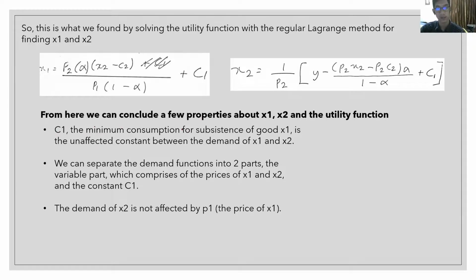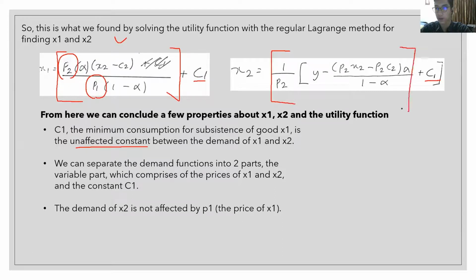C1 is the minimum consumption for the good of X1, and it is the unaffected constant between the demand of X1 and X2. So basically, we see C1 in both of the demand functions. Also, we can separate the demand functions into two main parts, the variable part and the constant part. This is the variable part because it has the prices of 2 and 1 right here. And over here, this is the variable part too, with the price of 2. And there is the constant part, which I previously pointed out, which is C1.